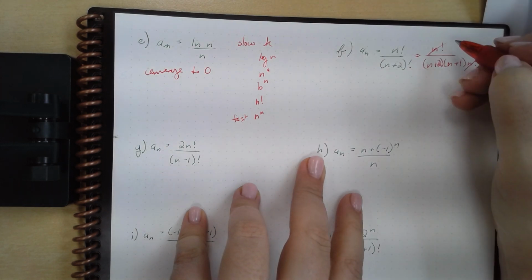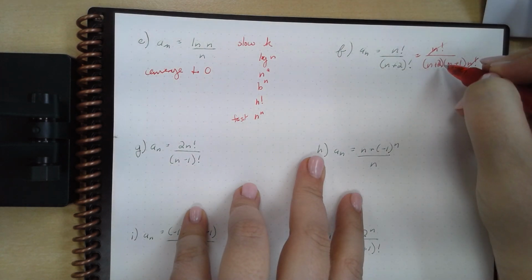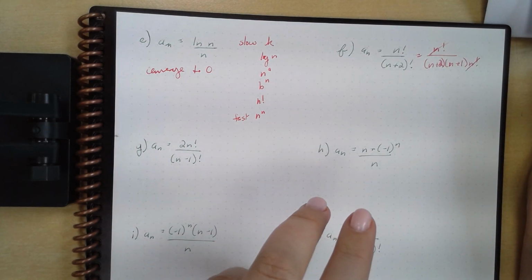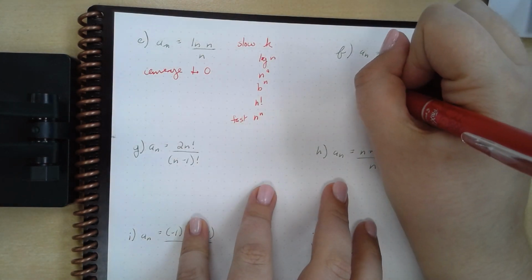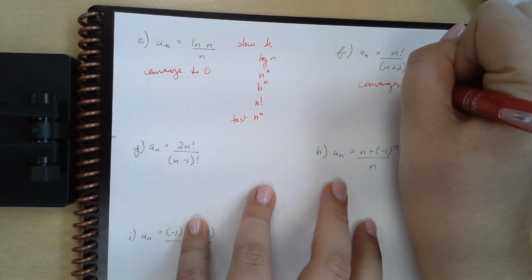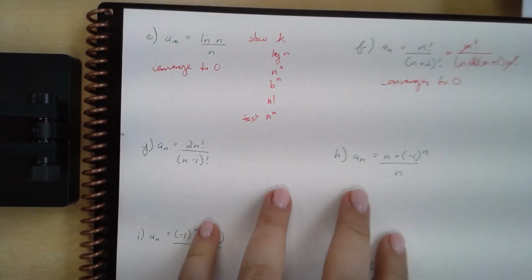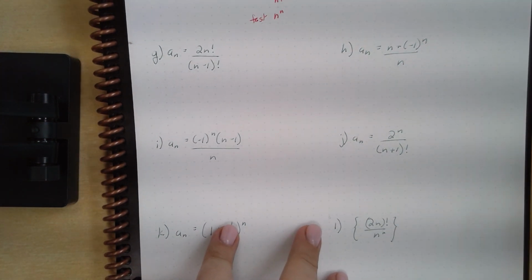So I'm going to have 1 over n plus 2, and it was 1 over basically infinity if I was going to find a limit here. So this converges to 0. All right. Let's do another one like that.